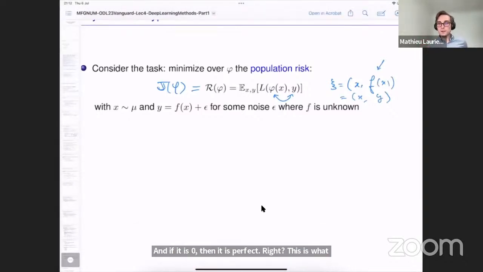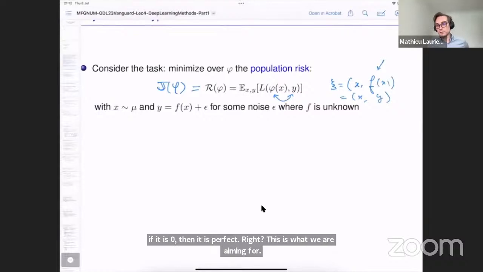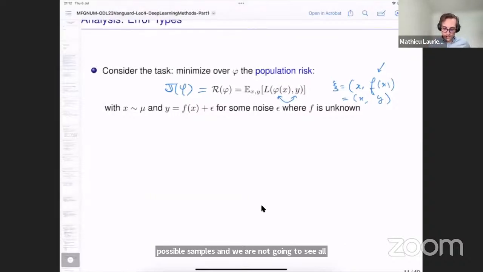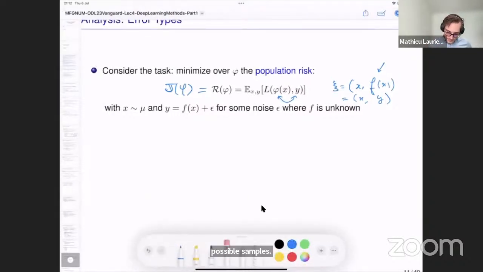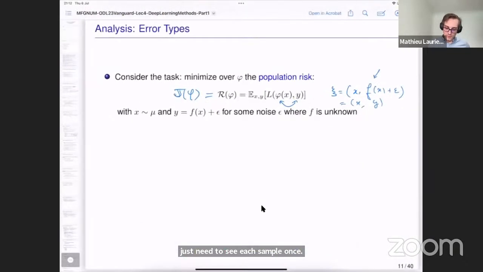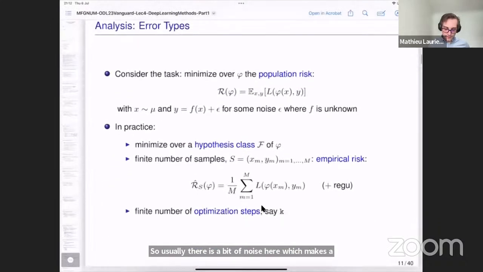But in practice, we cannot even compute this expectation, right? Because this is the expectation over all possible samples, and we are not going to see all possible samples. In general, Y is a little bit random. If it's deterministic, then it's much simpler because you just need to see each sample once. So usually there is a bit of noise here, which makes the problem more interesting.